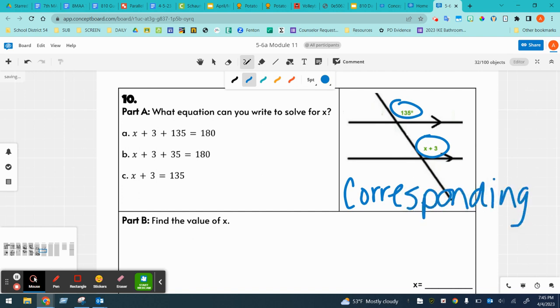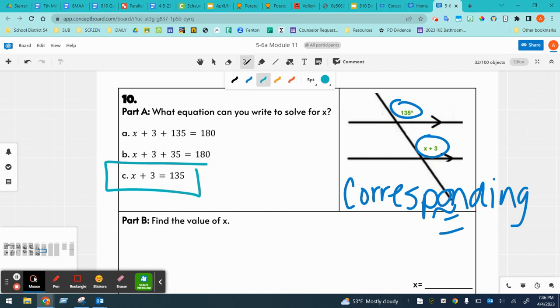And when we know they're corresponding, you're going to continue to read on your paper that they are congruent to each other or equal to each other. So if I'm saying they're equal to each other, you are saying which equation matches that. I hope you're agreeing that it's equation C. C will tell us the way to solve for x.